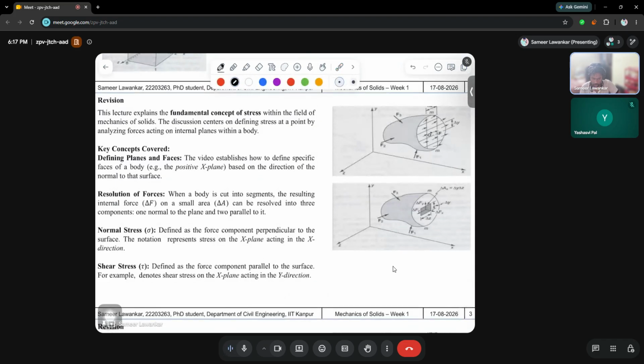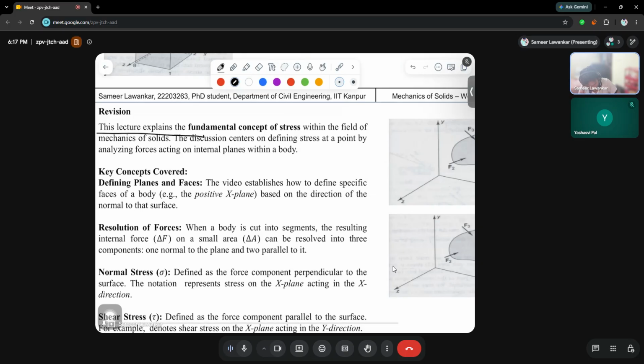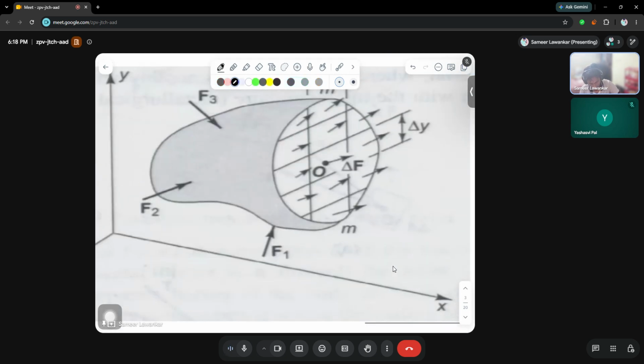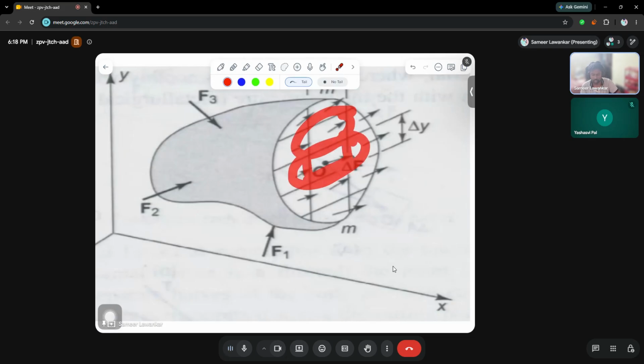The next thing is regarding resolution of forces, and definitions and terminologies regarding normal stress and shear stress. Here the lecture explains the fundamental concepts of stresses within the field of mechanics of solids. The discussion centers on defining the stress at a point by analyzing forces acting on internal planes within the body. This is a clear example of internal planes in the body. We divide it into several planes, and we take one single plane for our understanding, to see how to resolve the forces and how to get shear stresses and normal stresses.